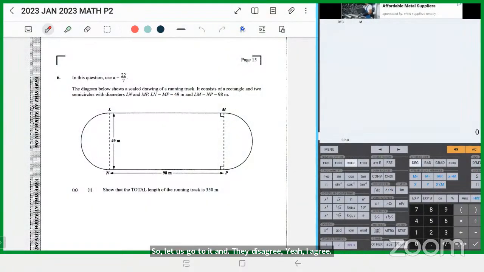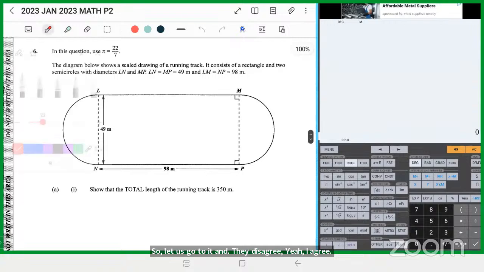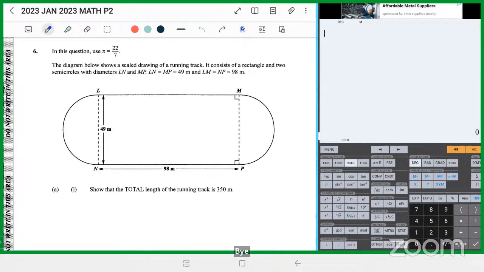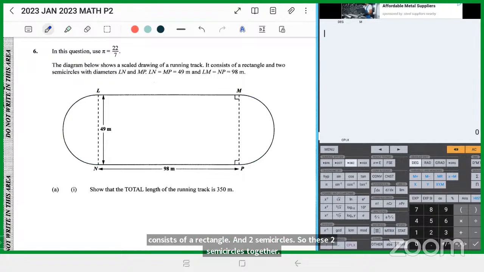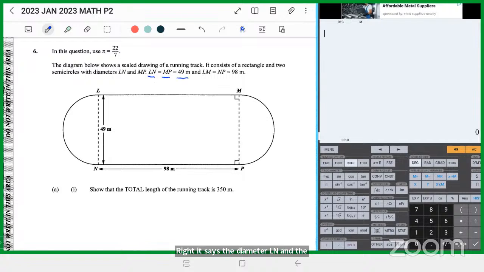All right. So this question starts out by telling us to take pi as 22/7. Once you see that, you know that we're going to be doing some circular measures. It says the diagram below shows a scaled drawing of a running track. It consists of a rectangle and 2 semicircles. So these 2 semicircles together really make a circle. It says the diameter LN and MP, such that LN equals MP, is 49. So the diameter here is 49.